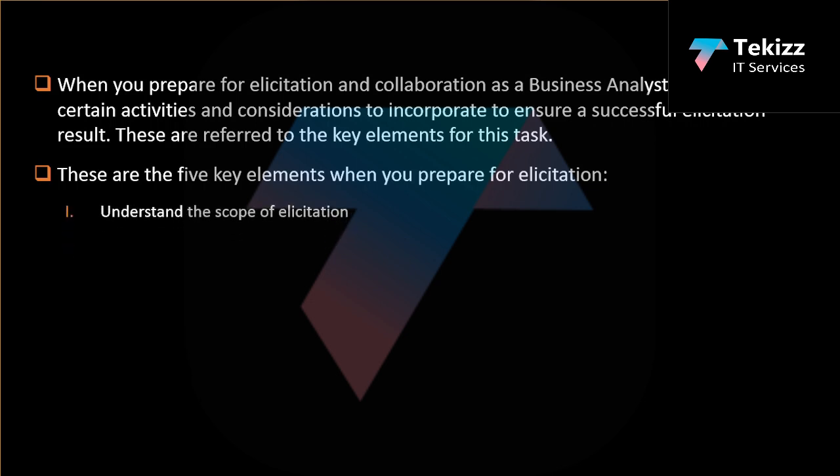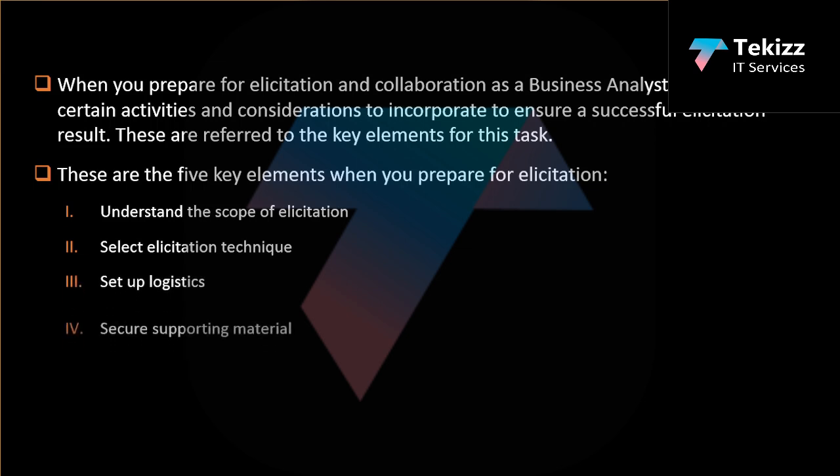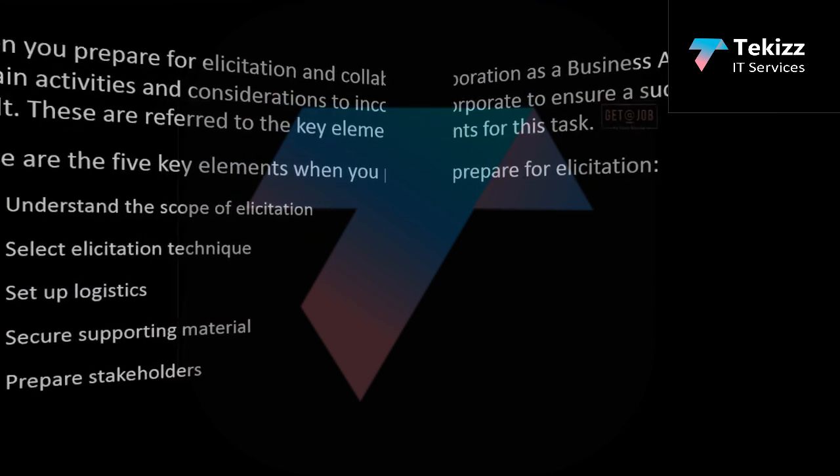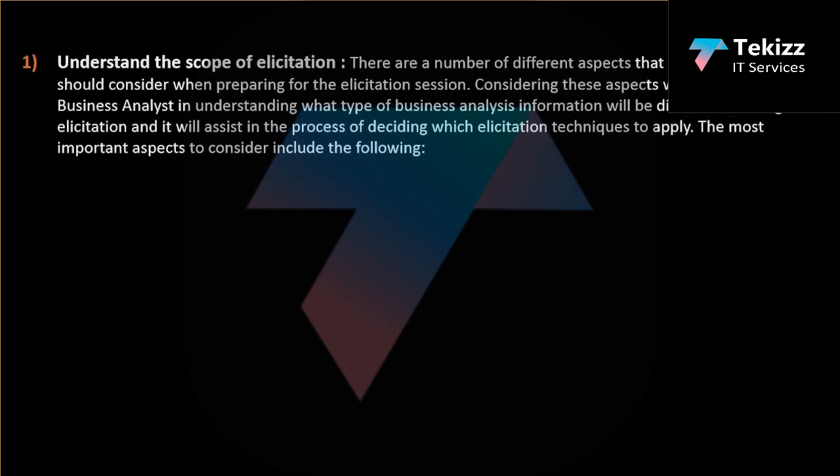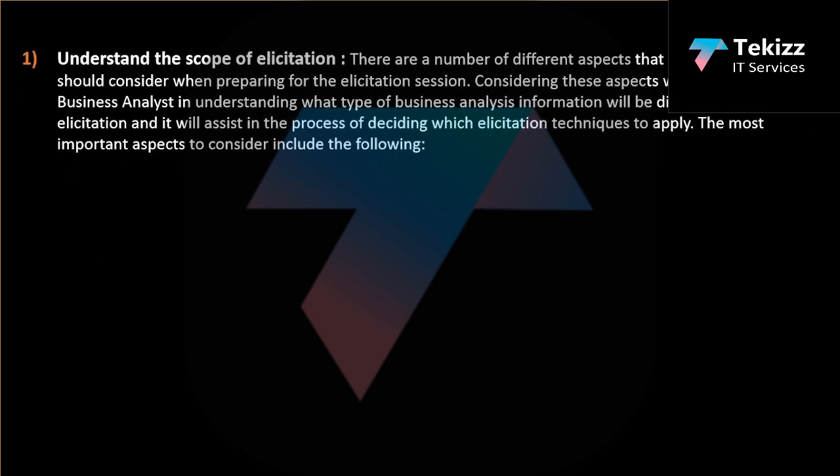So first is to understand the scope of the elicitation, and select the elicitation techniques, and set up the logistics, and secure the supporting materials, and then prepare stakeholders for the elicitation. Now if we discuss each and every key element, then we have understand the scope of the elicitation.